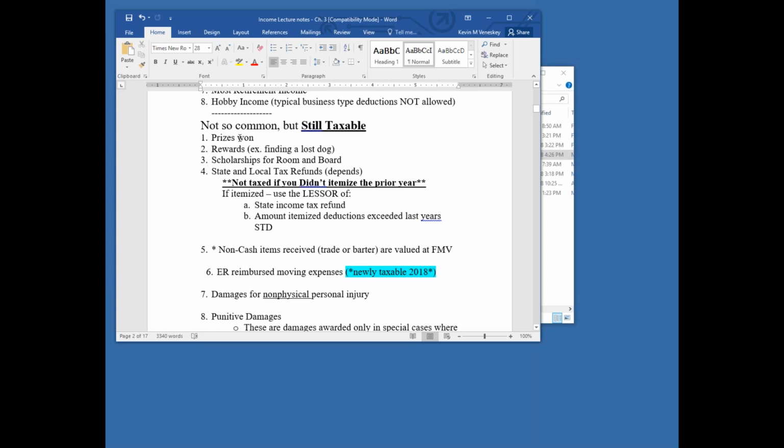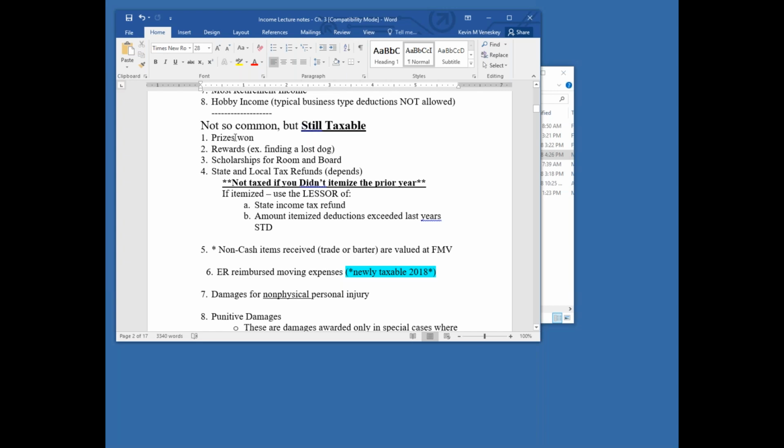Prizes is one. What that means is if you would go on a radio show and you answer the question, you're the 9th caller and you win a trip to Jamaica, you will be taxed on the value of that trip, even though you didn't get any money. If a trip's valued at $3,200, the radio station will send you a 1099 saying you have to claim $3,200 of income.